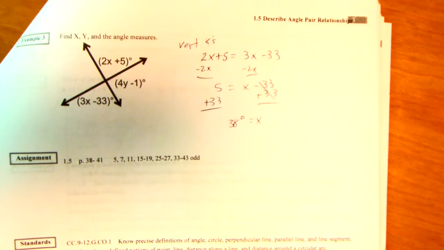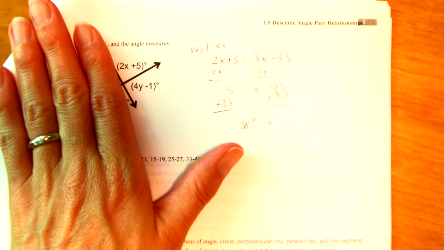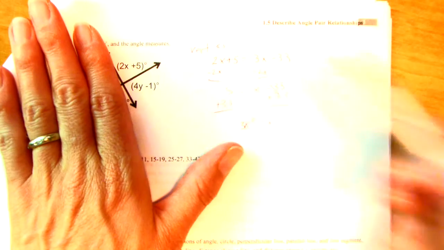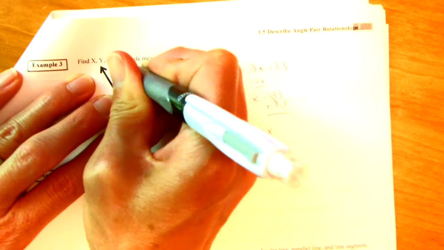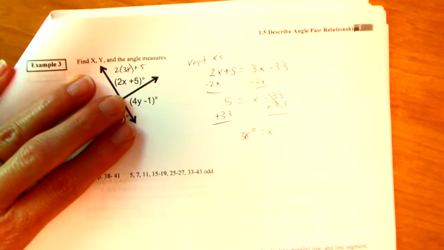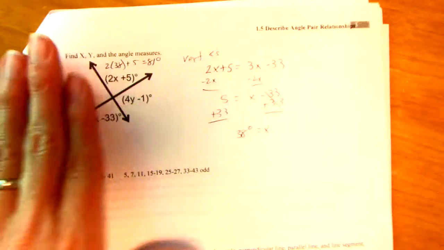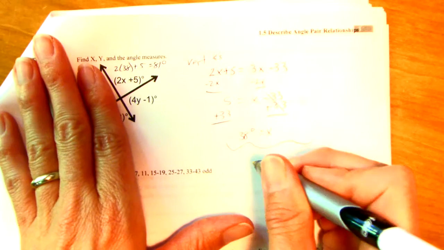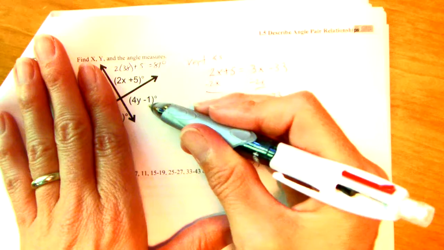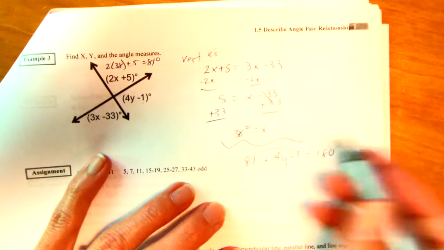Now let's find y. Look at that linear pair. What we can easily do is plug 38 in to find out what this is, because it's going to have two variables that way. So let's go ahead and plug 38 in. So I have 2 times 38 plus 5. So 2 times 38 is going to be 76 plus 5 equals 81. Okay, so these two angles have to equal 180. So that means I have 81 plus 4y minus 1 is equal to 180.